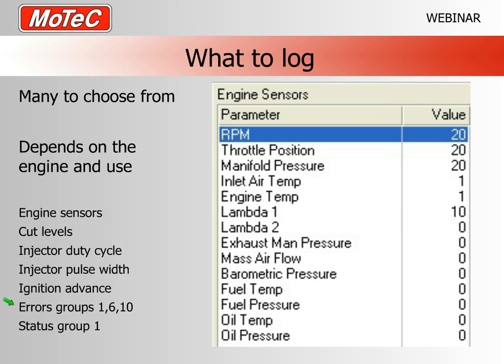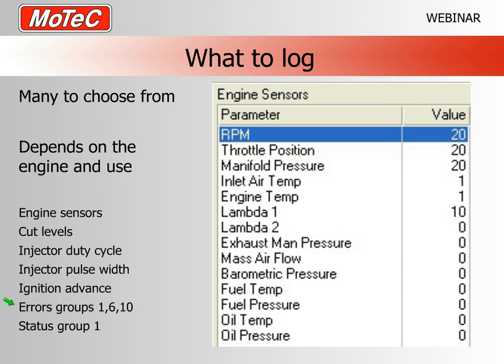When you go to the error group page and you press F1, as everyone knows means the help, you will see what is listed in each error group. Now I can tell from memory that error group 10 is all the injector errors. So if you log error group 10, if there's any problem with any injector, and each injector actually has 3 different diagnostic error possibilities, error group 10 logs all of those on all the injectors. So just by logging that one item, this allows you to gather all those errors in. As I say, 1, 6 and 10 are the common ones.